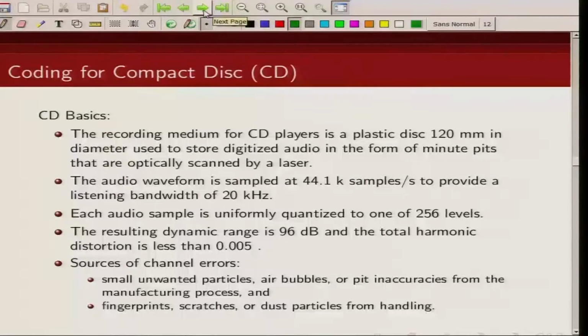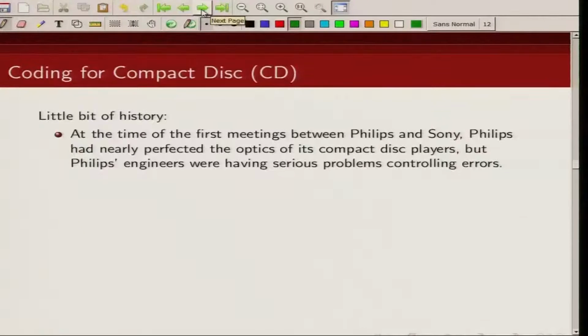So how does a CD correct these kinds of errors? You must have noticed that even if your CD has small scratches, your CD still plays. So how does it happen? This happens because of a very powerful error control coding which is used in CDs. So, a little bit of history.